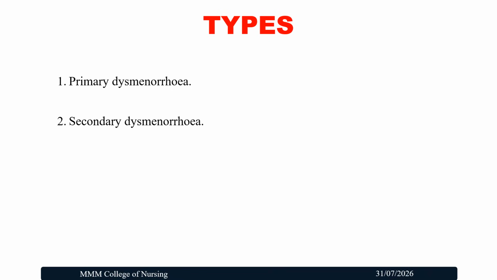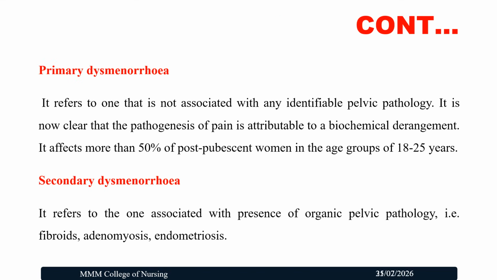Dysmenorrhea is again divided into two main types, that is primary dysmenorrhea and secondary dysmenorrhea. Primary dysmenorrhea is the one that is not associated with any identifiable pelvic pathology. It is clear that the pathogenesis of pain is mainly attributable to biochemical rearrangement. It affects more than 50% of post-pubescent women in the age group of 18 to 25 years. Secondary dysmenorrhea refers to the one which is associated with the presence of any organic pelvic pathology, that is fibroids, adenomyosis, and endometriosis.